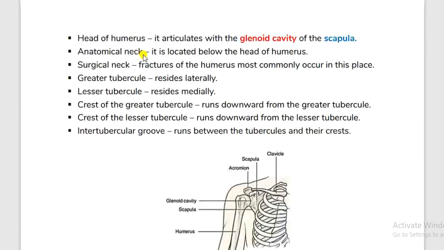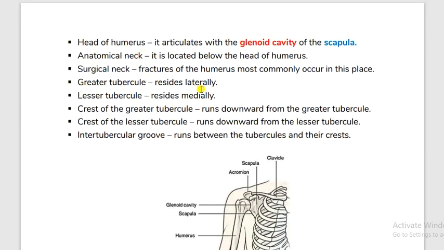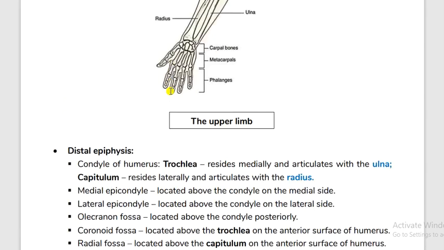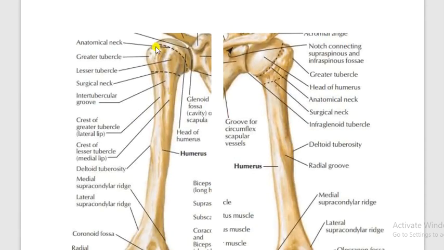There is the greater and the lesser tubercle. The greater tubercle resides laterally, and the lesser tubercle resides medially. The greater tubercle is lateral because it is away from the body, and the lesser tubercle is medial, that is towards the body. Below these tubercles is the surgical neck, where fractures of the humerus mostly occur.